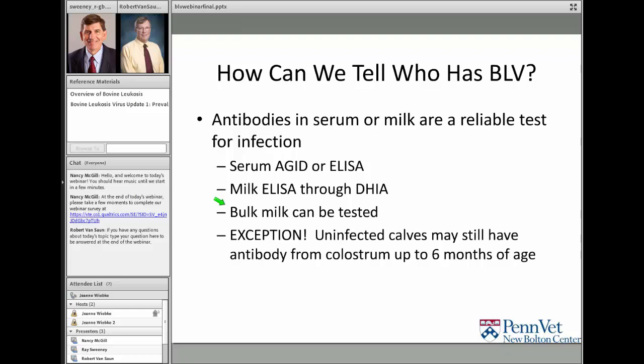It won't tell you which cows are infected or how many, but at least it can tell you if you have the infection. Now, like every good rule, there's an exception, and the exception to the rule for BLV testing is in young calves.